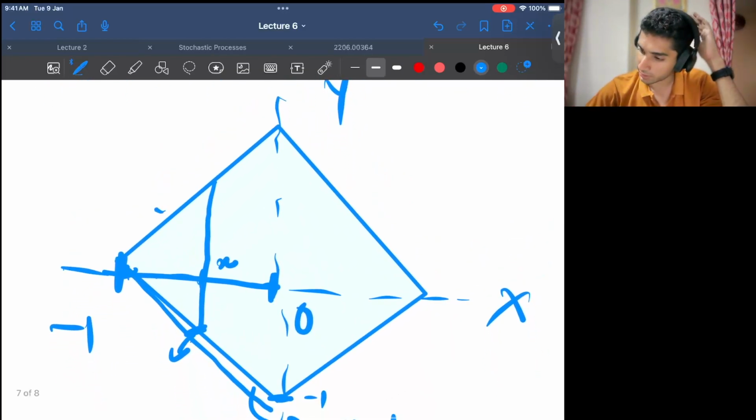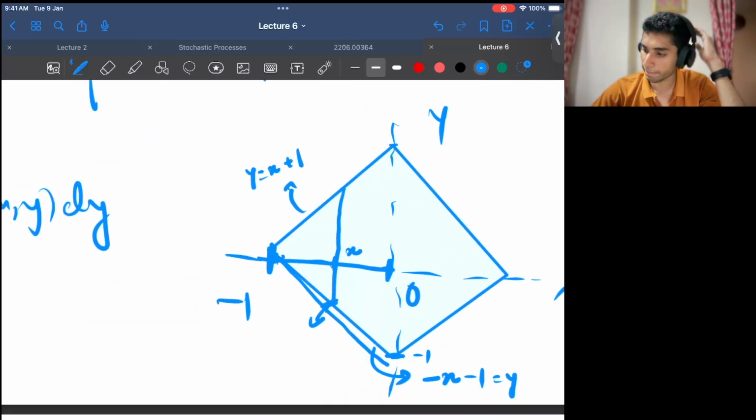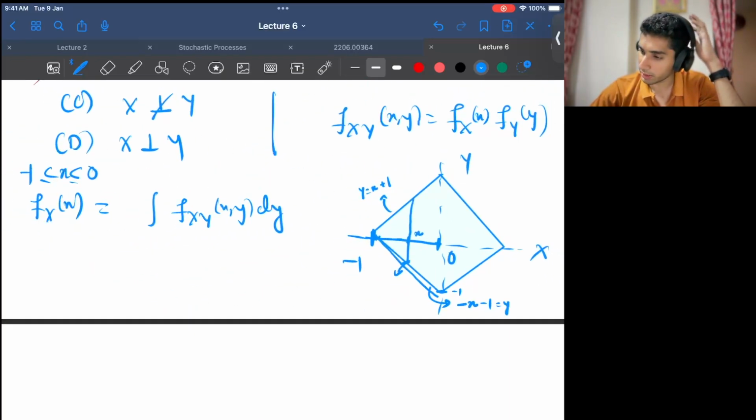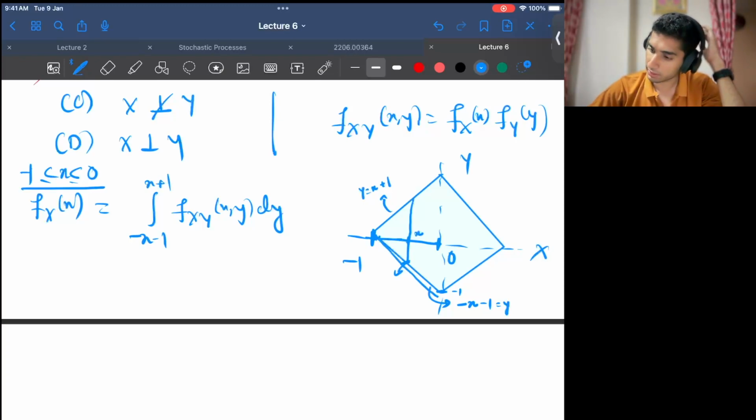And what is this line? This line is again y = mx + c. The slope is equal to 1, so y = x, and the c is plus 1 here, so x + 1. So when x is between -1 and 0, y is going from -x - 1 to x + 1.